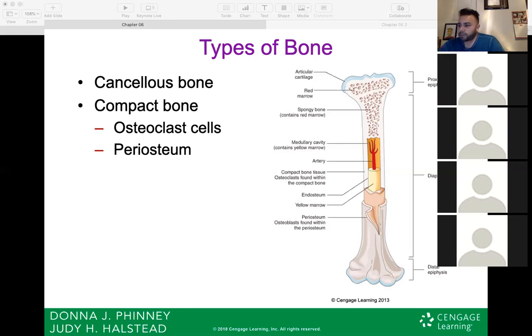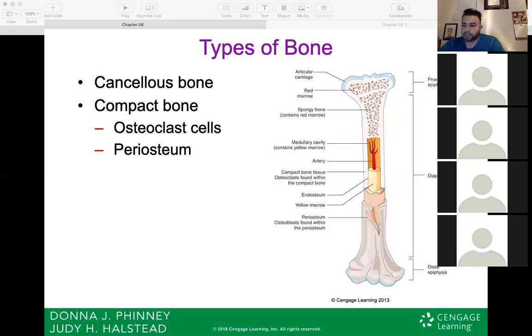Red bone marrow fills the inside spaces of cancellous bone. So inside the trabeculae is where red blood cells are made. Cartilage is found where the bones join, and it provides cushion for the bones that articulate with one another so that there's not bone on bone.